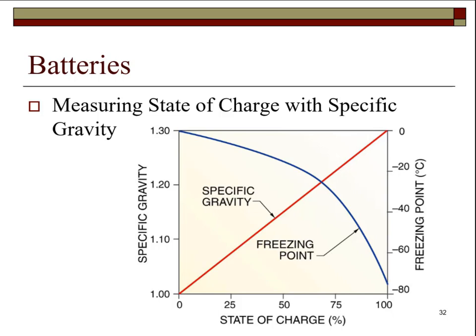The battery charge can be measured with a hydrometer, which measures specific gravity of the fluid in the battery. The specific gravity is the fluid weight with respect to the weight of water. A specific gravity of 1.3 means the fluid weighs 1.3 times the weight of water. A fully charged battery will have a fluid specific gravity of 1.3. The freezing point of the fluid in the battery is also a function of the state of charge. In a fully charged battery, the freezing point of the fluid will be almost minus 80 degrees centigrade.